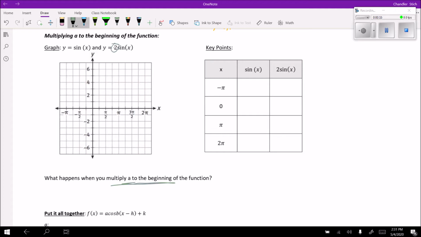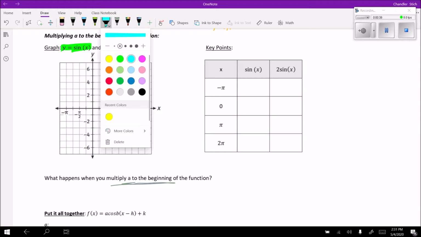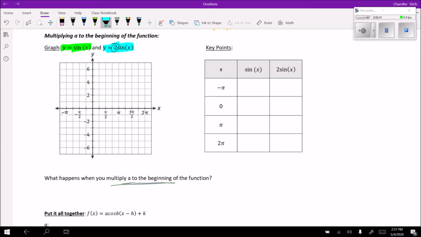All right, so let's just get right into it. The blue will do. Let's see, sine x in green, 2 sine x in blue. We already have sine x. We said that sine of negative pi is 0, sine of 0 is 0, sine of pi is 0, and sine of 2 pi is 0. So you can save a little time there.